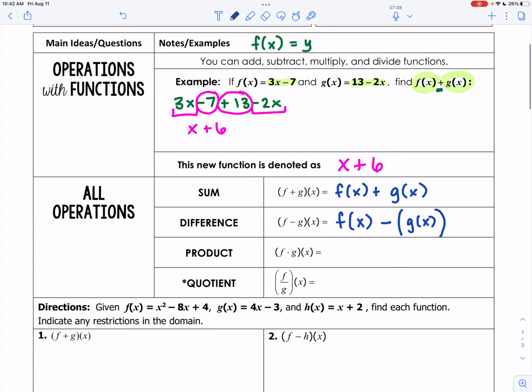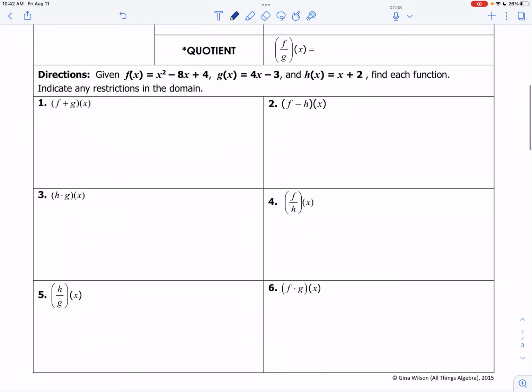So looking at a couple examples here, we are given f of x equals x squared minus 8x plus 4, g of x equals 4x minus 3, and h of x equals x plus 2. We're going to find the functions that are given. We're going to indicate any restrictions in the domain. In this case, we're not going to worry about that right now. We're just looking at adding and subtracting. We're not going to worry about the domain right now.